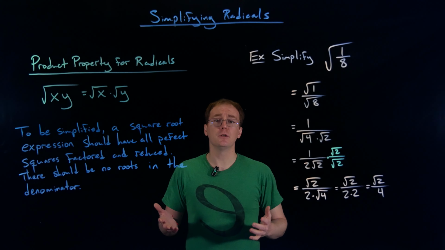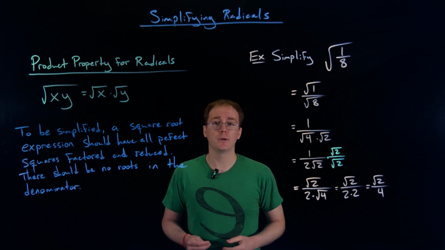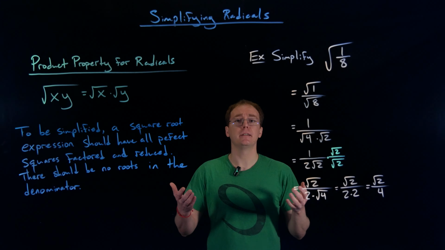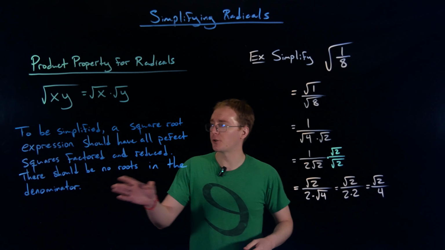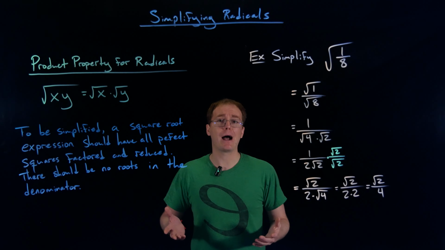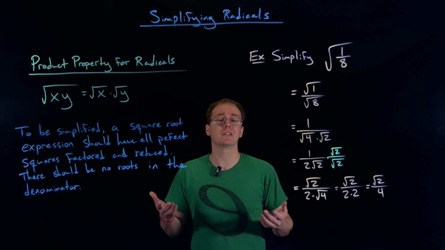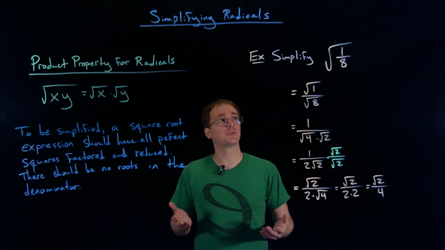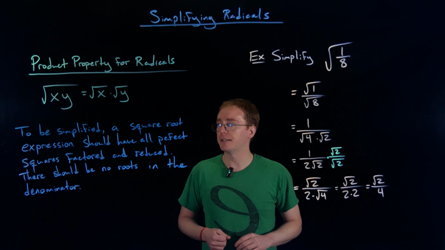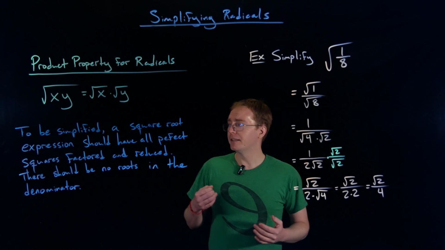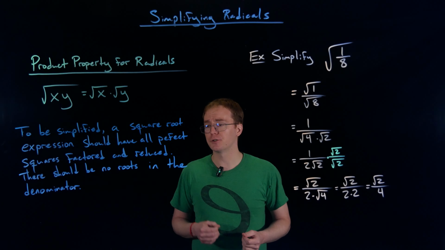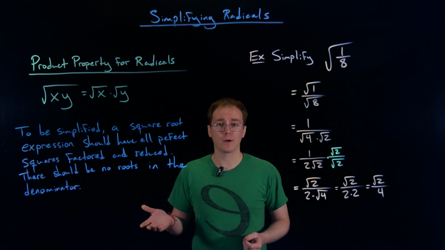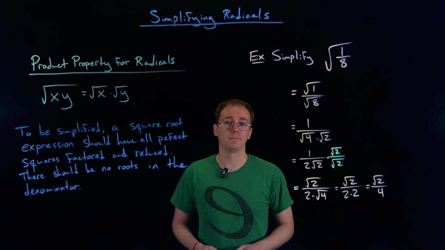All right, so we've seen a few different examples now of simplifying and evaluating these square root expressions. And we want to have a very clear idea of what it means to be simplified for one of these expressions. And so here I have a summary of how I would describe a radical expression, or at least a square root expression, to be in its simplified form. In order for a square root expression, like the latest example we have here, to be in its simplified form, it should have all the perfect square factors factored out and reduced, and there also should be no roots, like square roots, in the denominator of the expression.